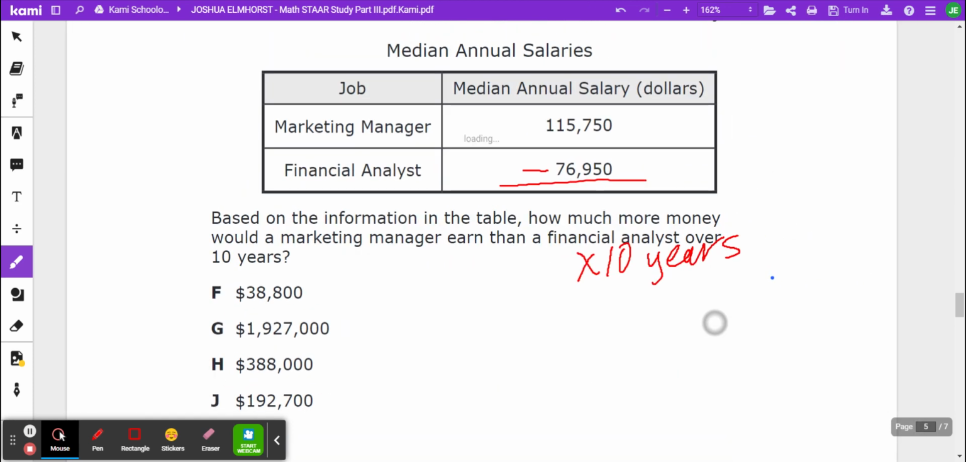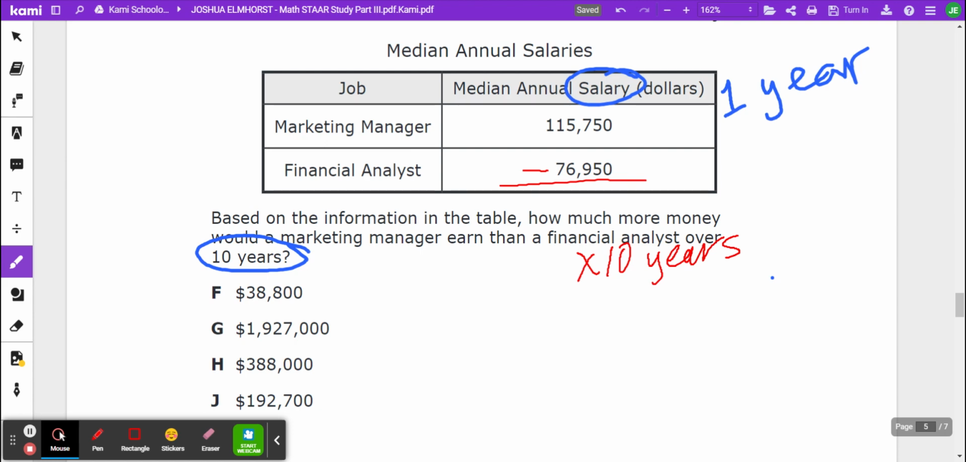Now, when you're looking for the difference in salaries earned over a period of time, you're looking at 10 years. But first, you need to look at annual salary. Annual means 1 year. So we're going to look for the difference.